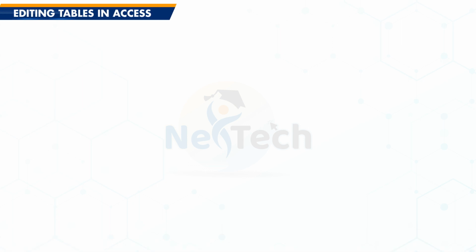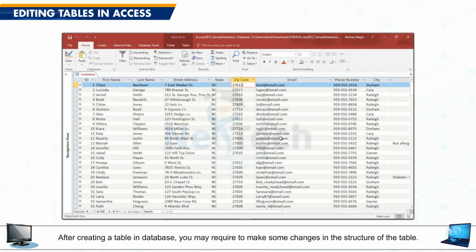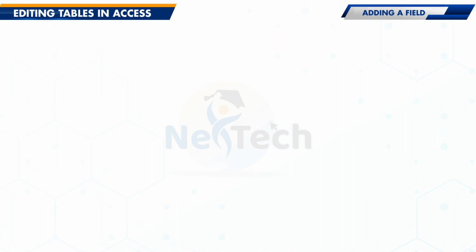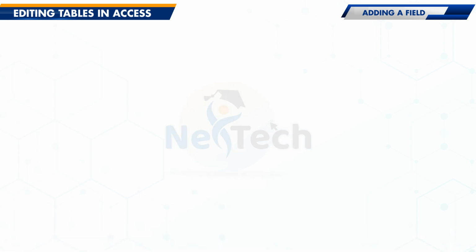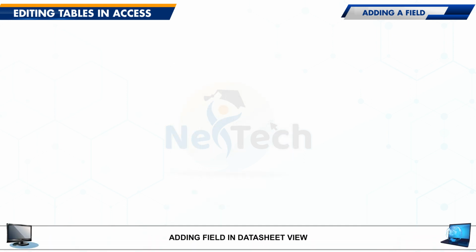Editing tables in Access. After creating a table in a database, you will require to make some changes in the structure of the table. In Access, it is quite easy to edit the tables. Let us learn how to perform such operations. Adding a field. The fields in the table can be added in both Datasheet as well as in Design View. Adding a field in Datasheet View.